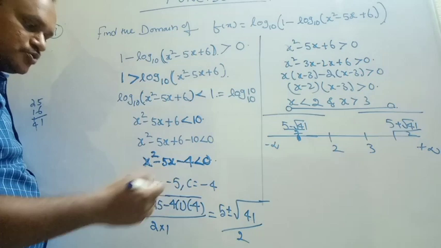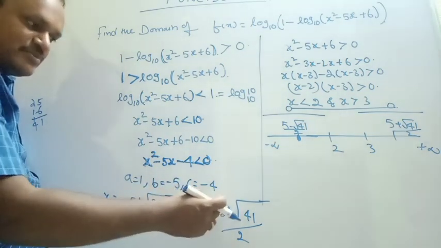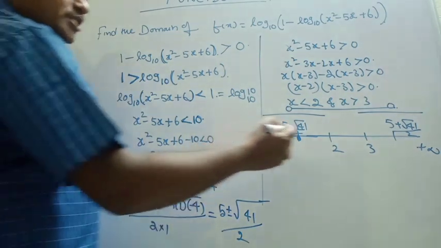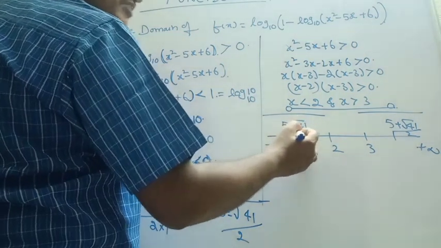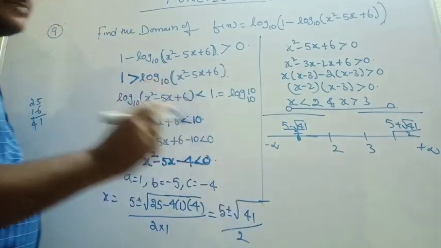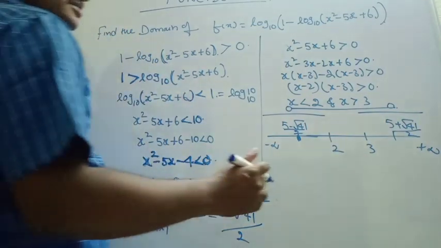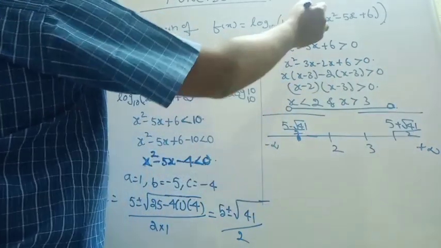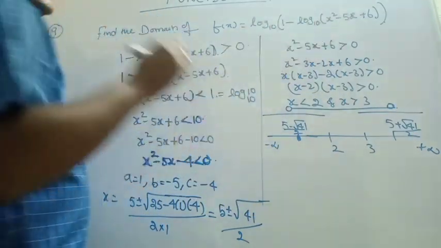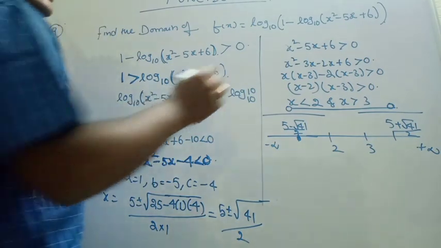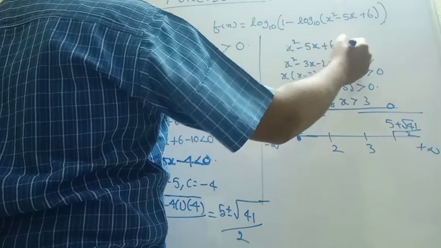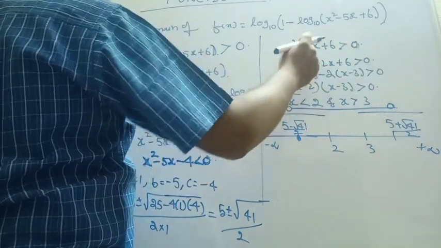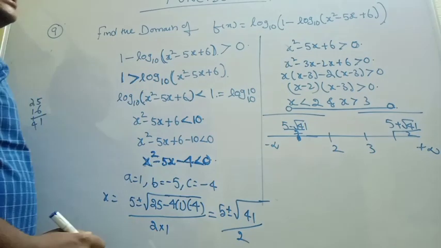Now let us find its roots by the formula method. We will get 5 plus or minus root 41 by 2, and it is less than 0. We are going to have the solution between the roots: one is 5 minus root 41 by 2 and another is 5 plus root 41 by 2. That's why I have written it here like this. And another condition we have here: since log to the base 10 of x square minus 5x plus 6 is there, x square minus 5x plus 6 has to be greater than 0. Now this greater than 0 means x square minus 3x minus 2x plus 6 is greater than 0.